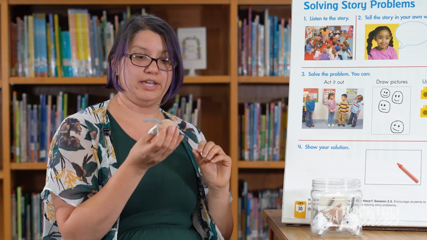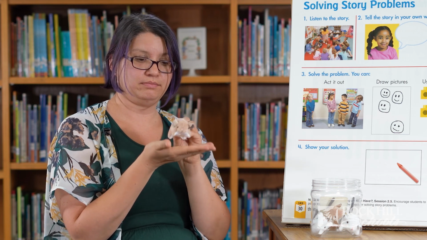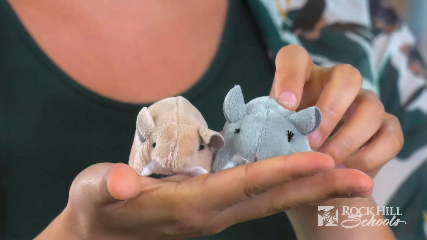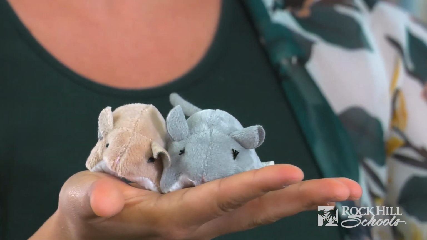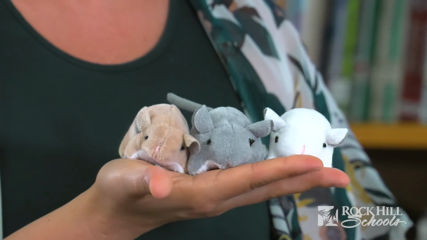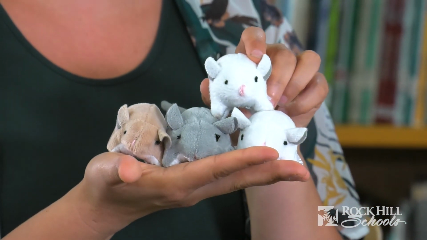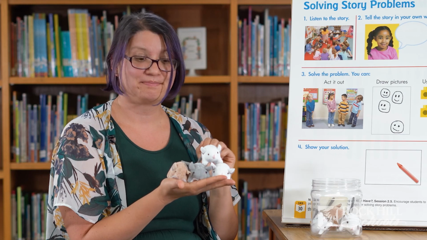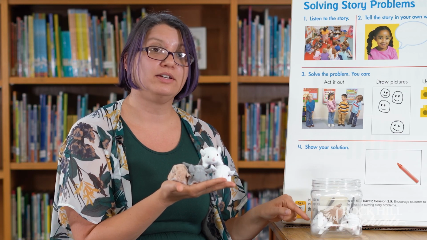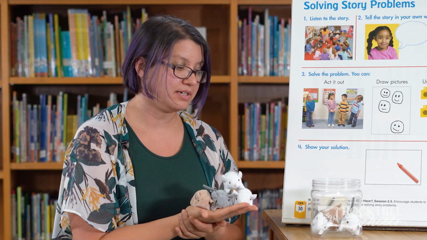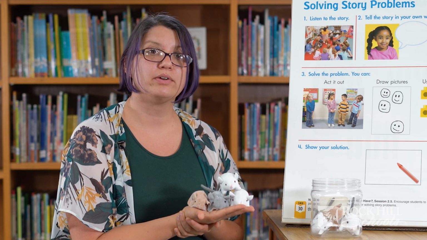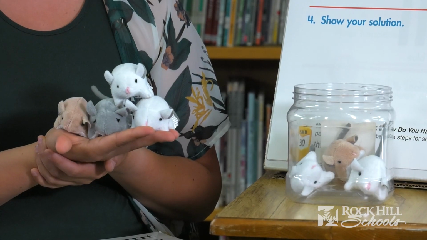Let's try to figure it out. So I have 1, 2, 3, 4 mice that he found, right? Now, if we have 4 mice here and 3 mice here, how many mice is that? Try to figure it out at home. What is 3 plus 4?